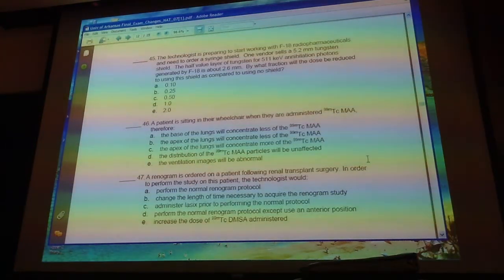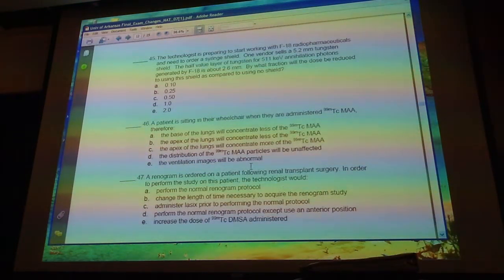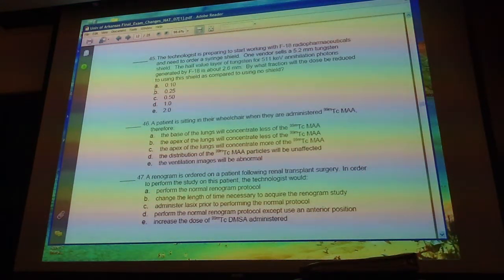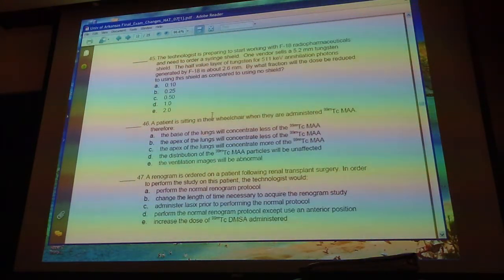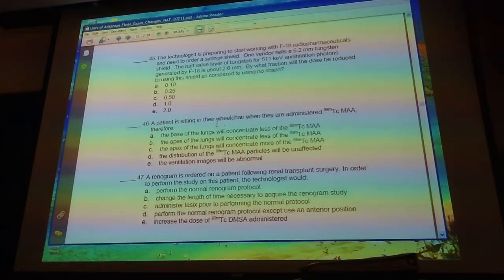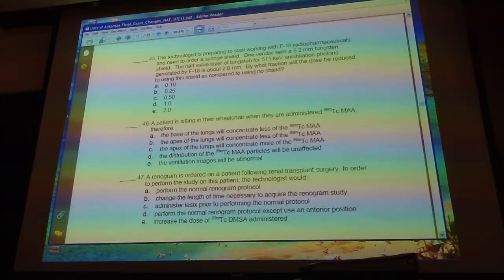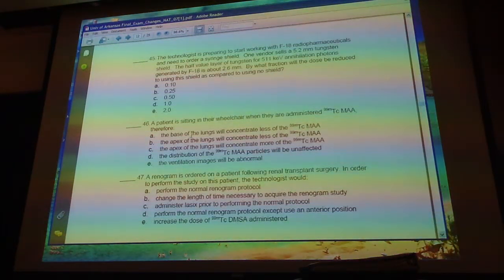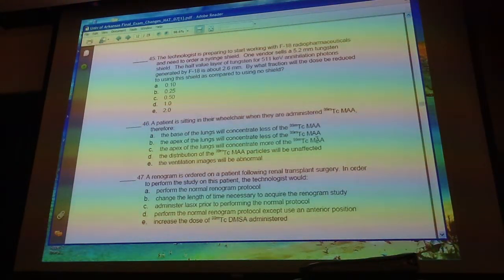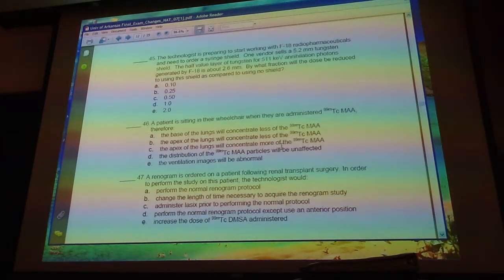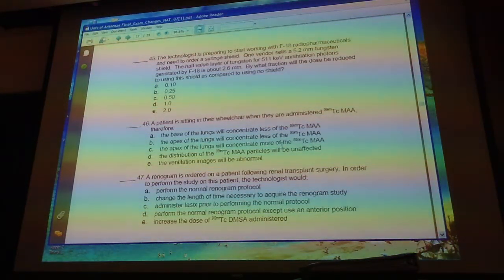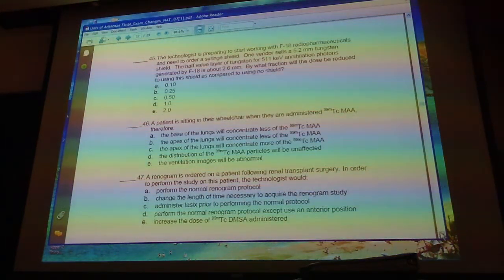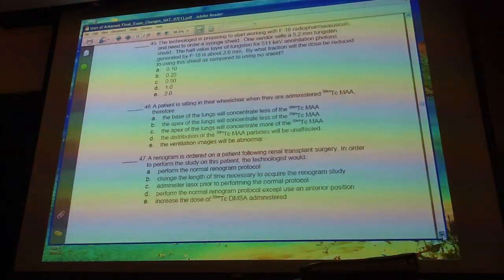I like how it frames there. Okay, so number 45, the answer is B. The patient is sitting in their wheelchair when they're administered MAA. Therefore, B. Yeah, the apex will concentrate less. So remember, you want the patient breathing, and you want to inject slowly when you do MAA. Most people don't remember that, they just inject it regardless.